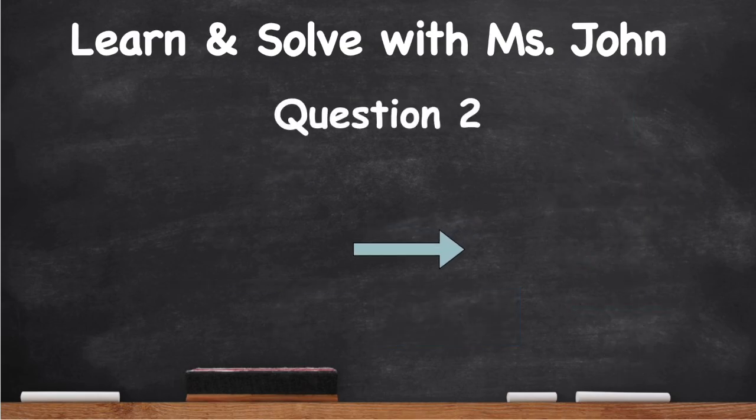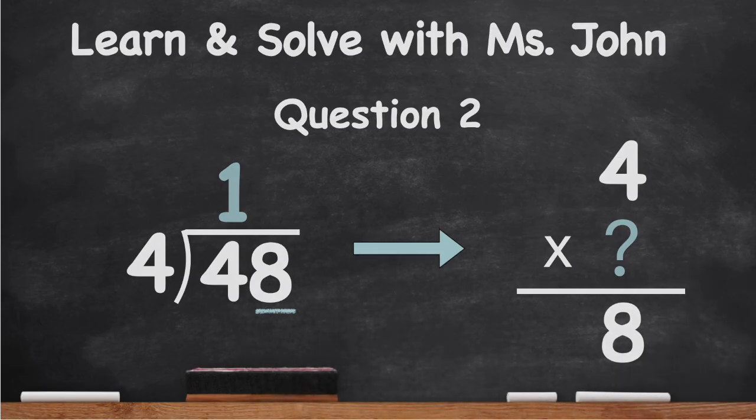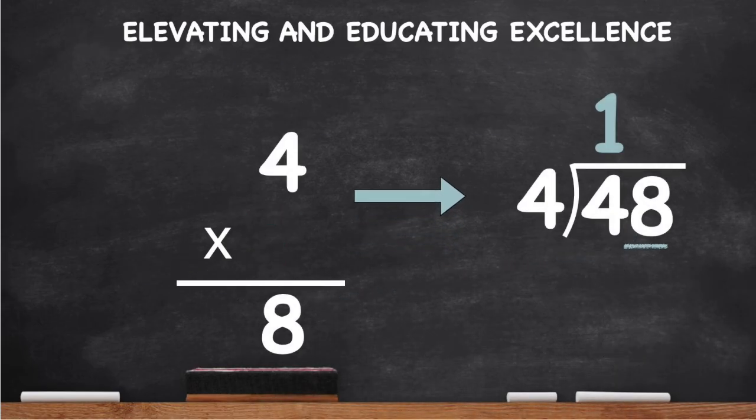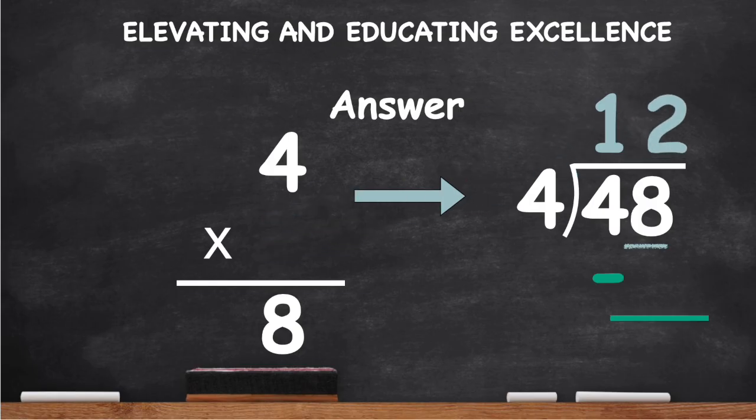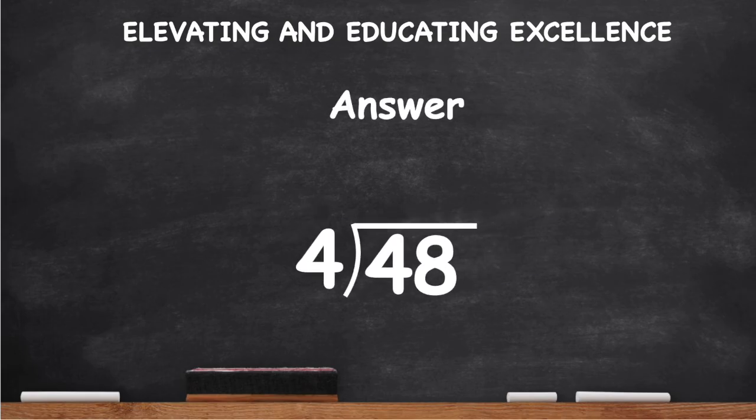Now we're going to do 8 divided by 4. 4 times what gives us 8? 2. So we're going to move that 2 on top of the 8 in the division section. Now we need to determine what we are going to subtract that 8 by. So in that rough box, we're going to write 4 times 2. 4 times 2 equals 8. So we're going to move that 8 to the division section underneath the 8. Then we're going to subtract the two numbers. So 8 minus 8 equals 0. So the answer is 12.